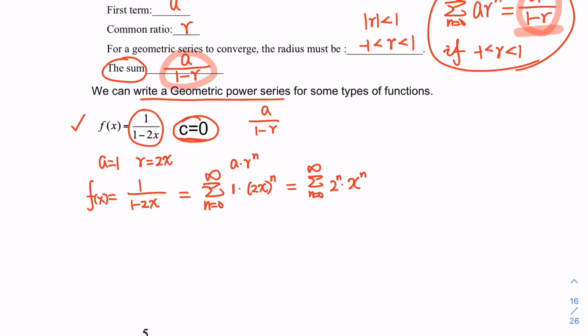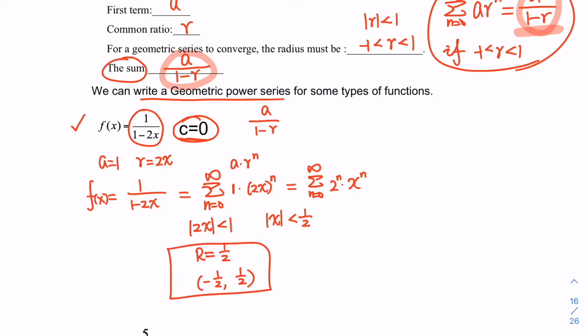And of course, in order to make sure it's convergent, the common ratio absolute value has to be less than 1. That gives us absolute value of x less than 1/2. So the radius of convergence will be 1/2, and the interval of convergence is -1/2 to 1/2. The good thing is you don't have to check endpoints. r cannot be 1, so the boundary is always going to be open for a geometric series.